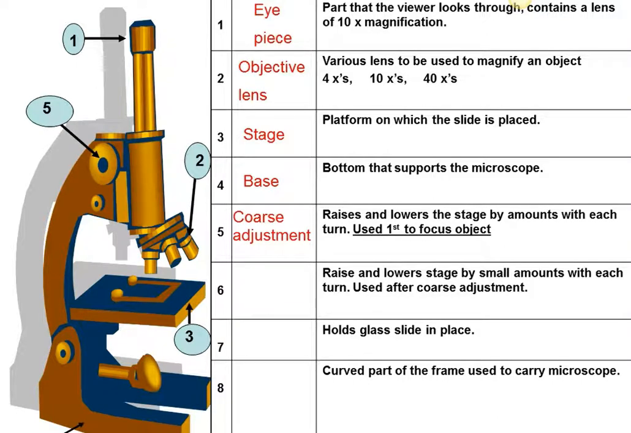The way you actually adjust the microscope is you turn this knob and it raises and lowers the stage, and as it does, it focuses the object that's on the stage. It's called the coarse adjustment, and it's part 5.